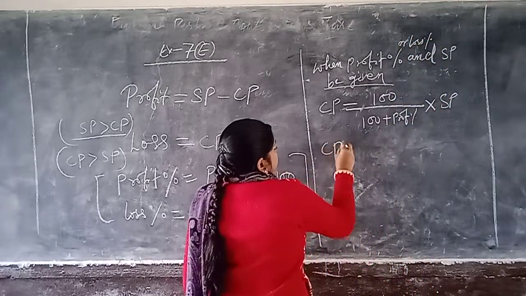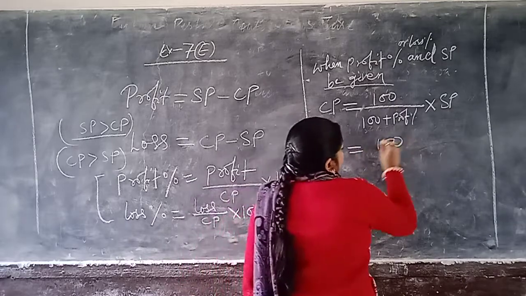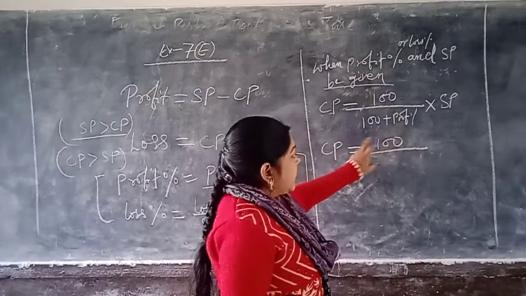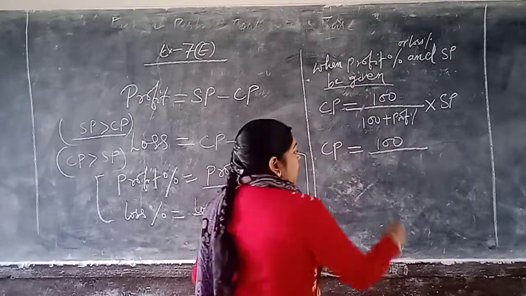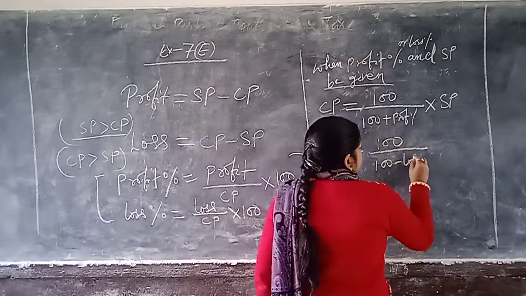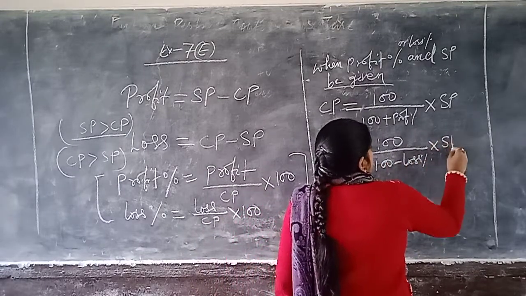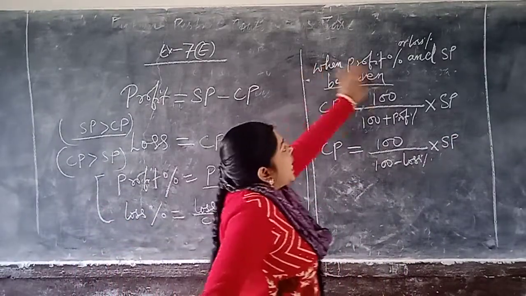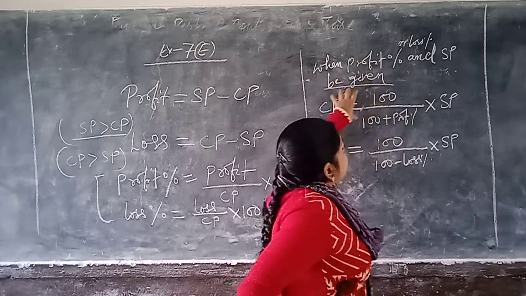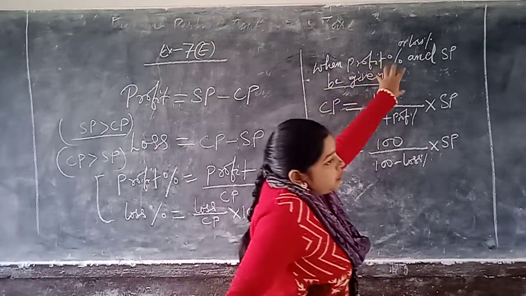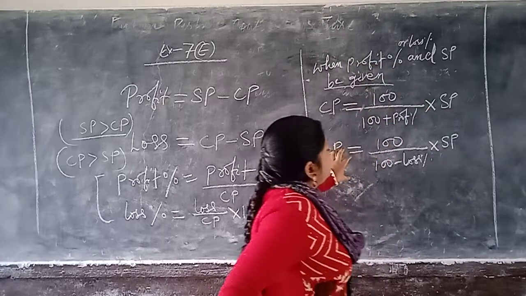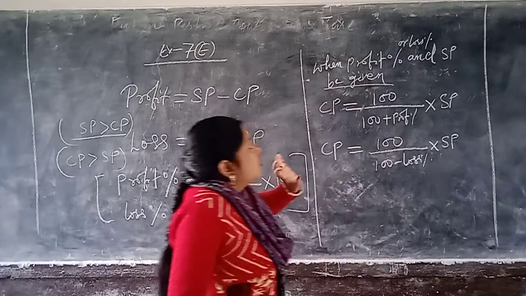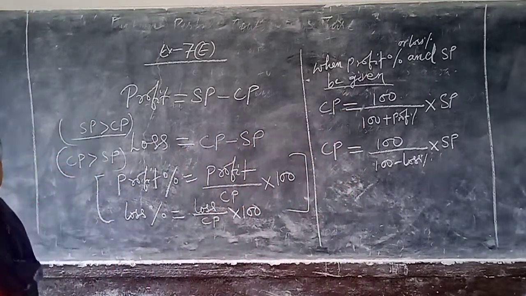So cost price equal to 100 by, in the case of profit, 100 plus profit; in the case of loss, 100 minus loss, into SP. So this is the formula for what? When profit percent and selling price are given, find the cost price. When loss percent and selling price are given, find the cost price. So this is the formula of this equation.